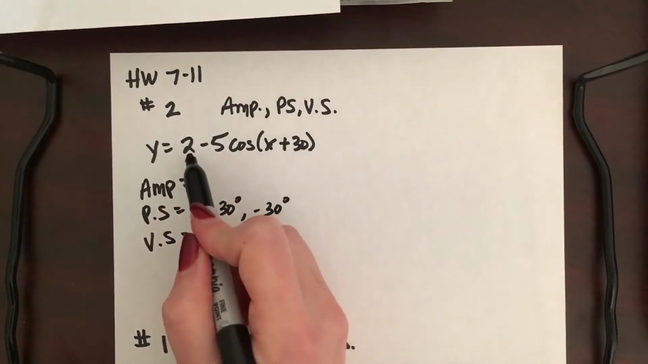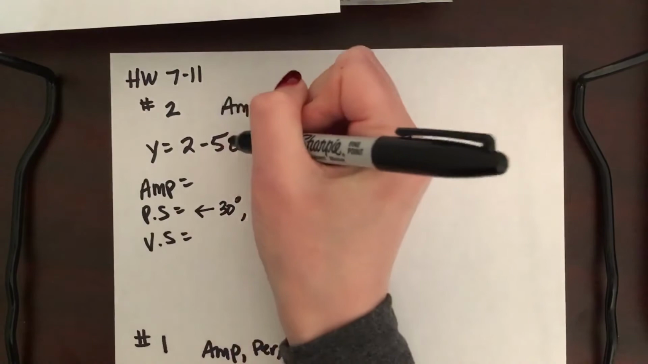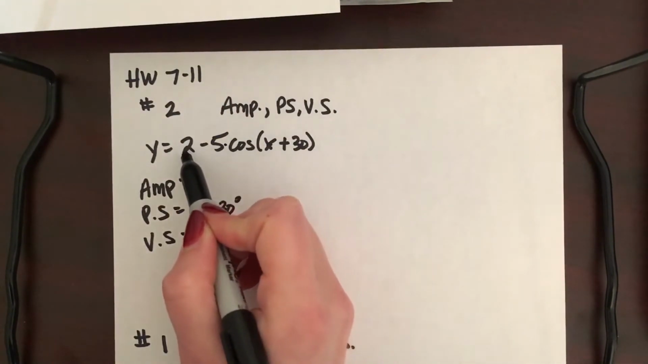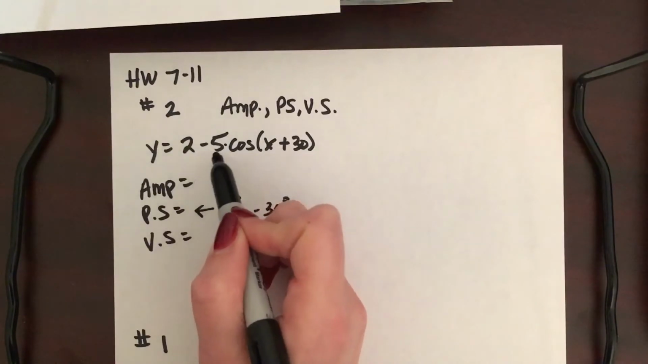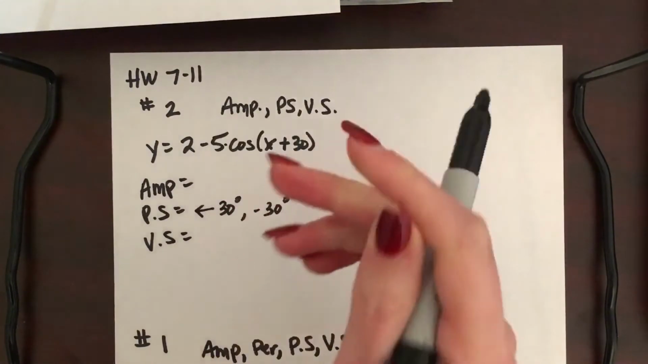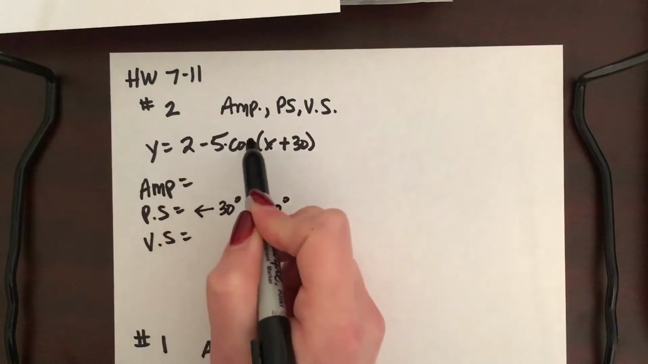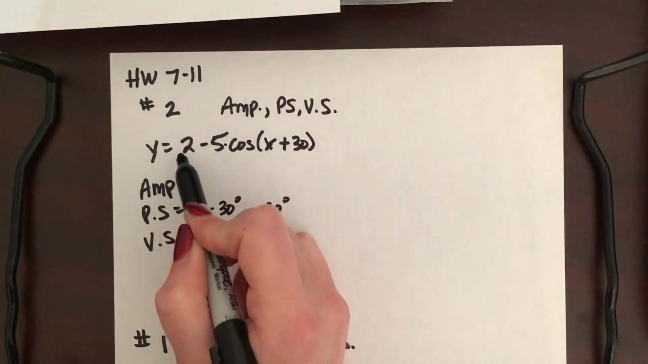Now, this number in the front, 2 minus 5, right? The 5 is being multiplied with the cosine. So we're not going to just do 2 minus 5 and change that entire number in the front. Still thinking about the order of operations, we would need to do 5 times this cosine stuff first before we do anything with the 2.